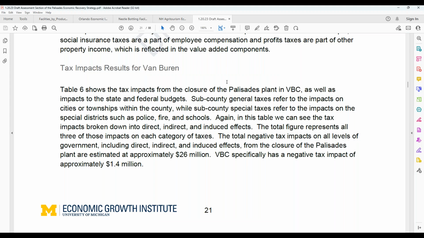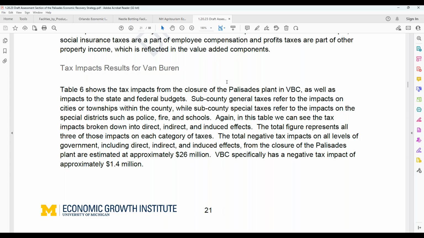I'll show one final report too. This is actually a draft report of an ongoing analysis looking at the Palisades nuclear facility being shut down in Michigan. I think this analysis does a great job of looking at the total fiscal impact of this nuclear facility in Michigan that has very recently been shut down.